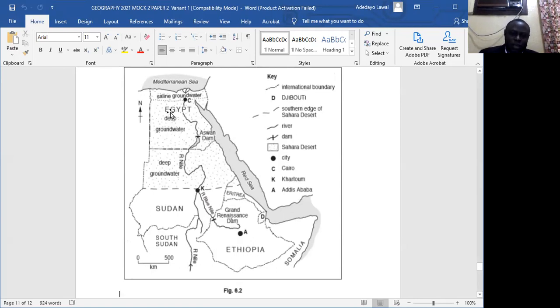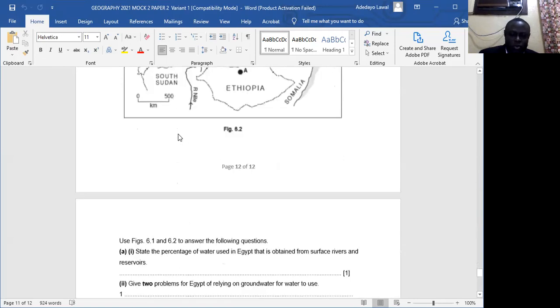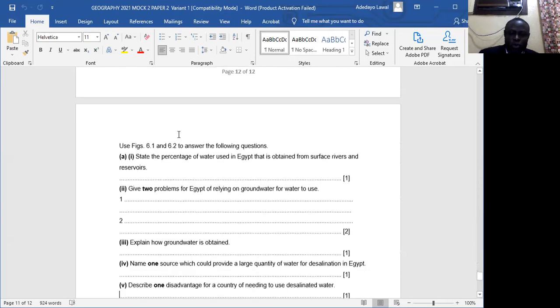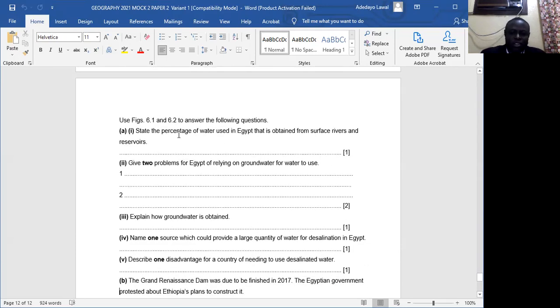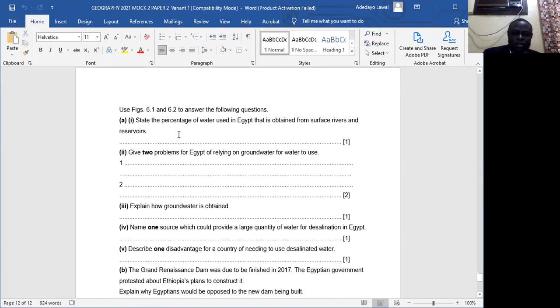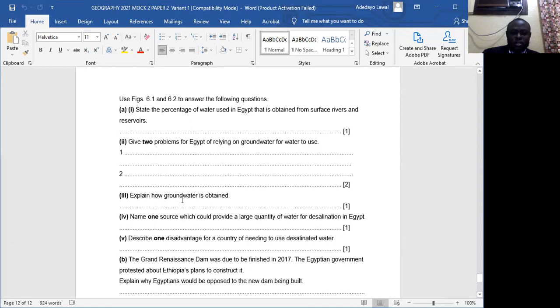That's one. There is deep groundwater. So that means that it's going to cost a lot of money to dig deep and get the water out. So that's another challenge. So they say two problems. So it's too deep and it's salty. So that means it's going to cost a lot of money. And after getting it, you still have to treat it.